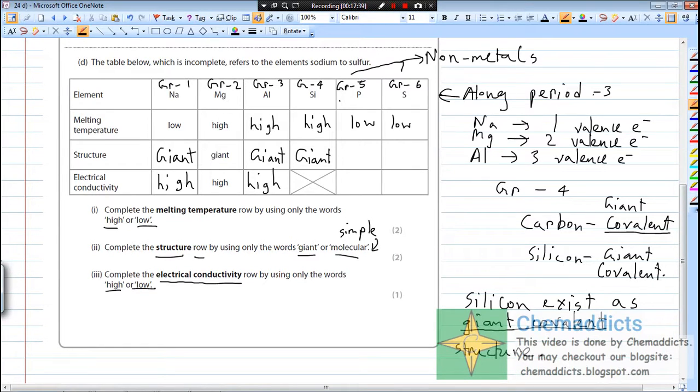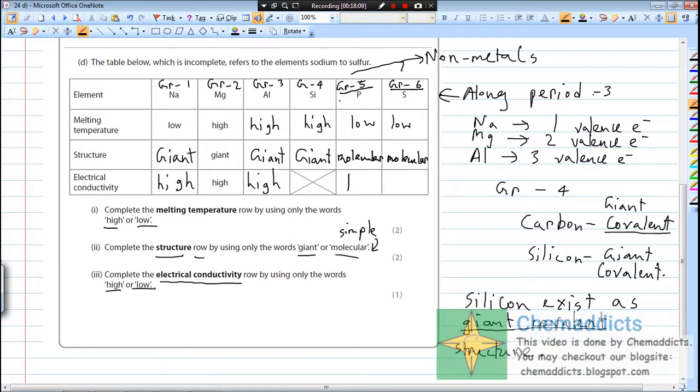Okay, so here group 5 and 6 are non-metals. Cool. So definitely they will have low melting temperature, and their structure is molecular, as simple as that. They will have a simple molecular structure.